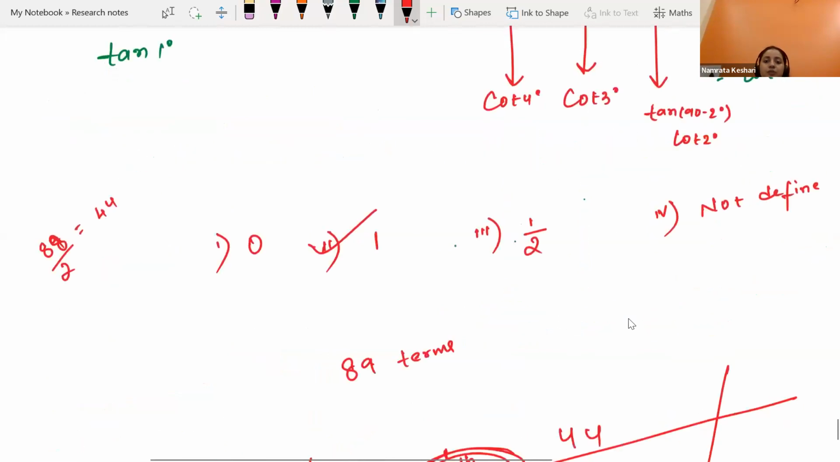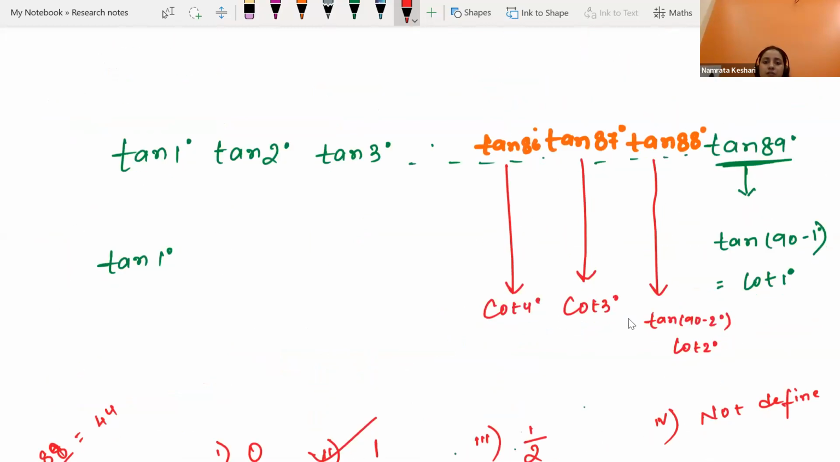Excuse me, ma'am. Will it get cancelled with the help of the conversion? Like, if we convert tan 88 into cot 2, will cot 2 and tan 2 get cancelled? Yes, ma'am. This tan 1 and the last cot 1 will get cancelled, because tan 1 into cot 1 is just 1. Similarly, tan 2 into cot 2 is just 1.